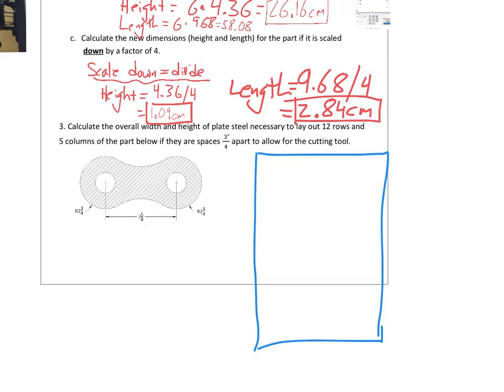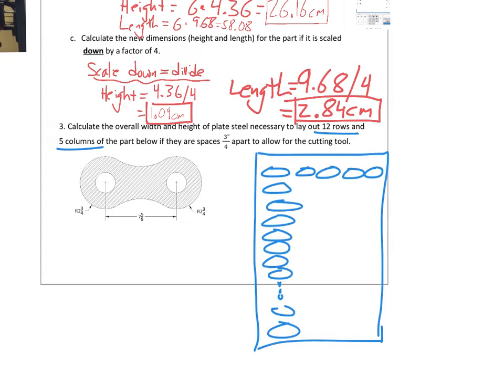All right? So we want to have 12 rows and 5 columns of these parts, okay? So we got 1, 2, 3, 4, 5. And then we're going to have 12 rows. Can't quite fit them in there. I'll just do a dot, dot. So there's 12 of these here. 12 rows and 5 columns, okay?